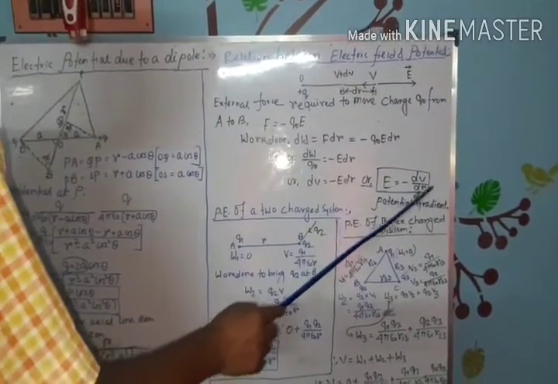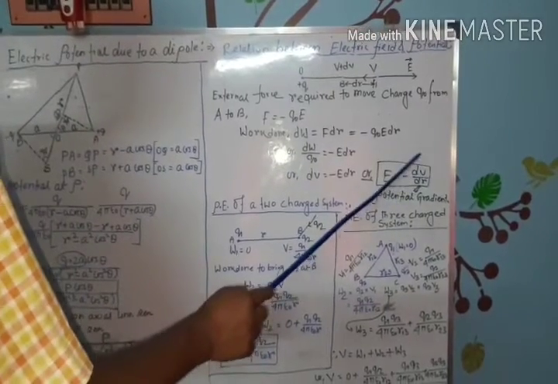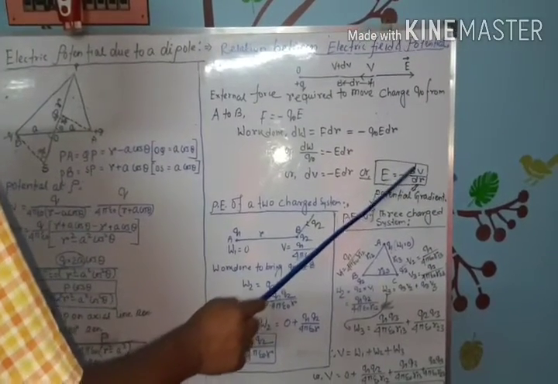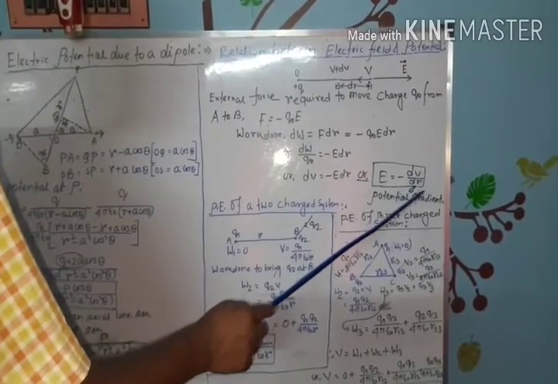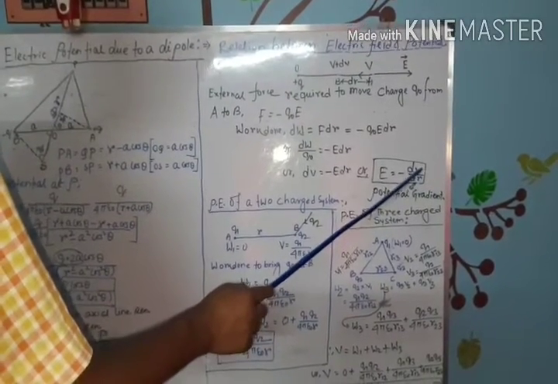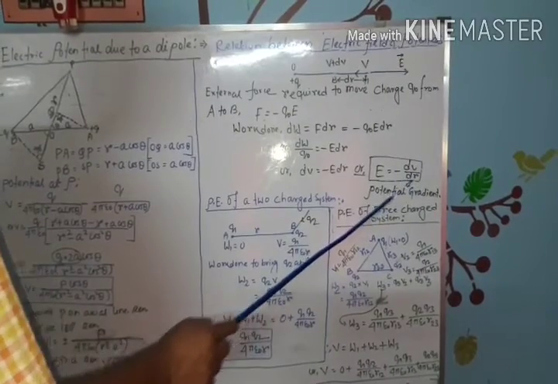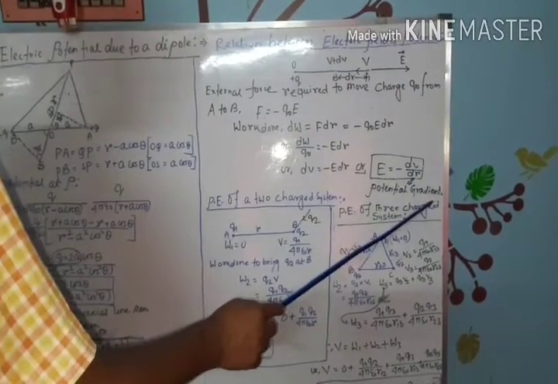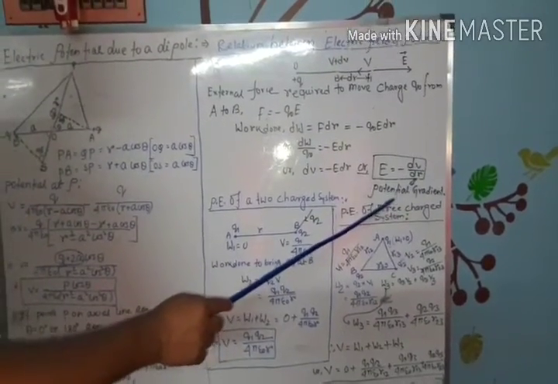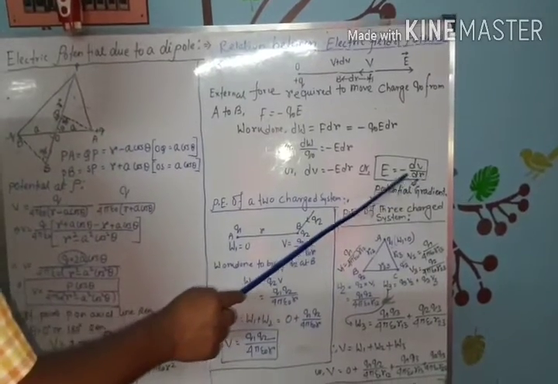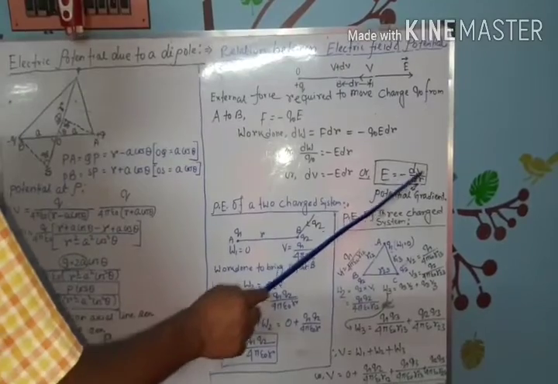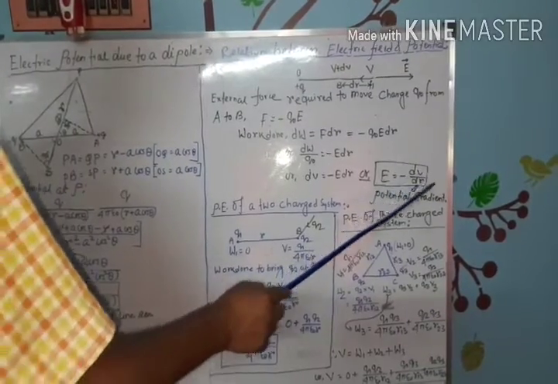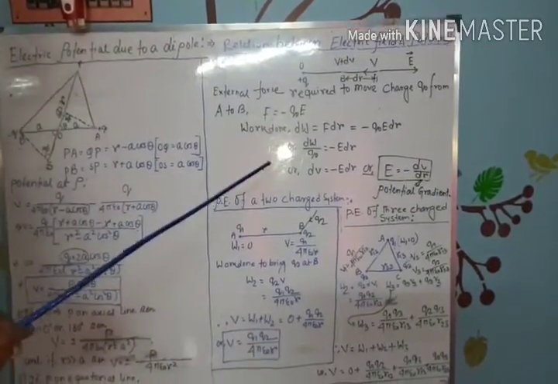This quantity dV by dr has a special name. What do you mean by that? This is called the potential gradient. The variation of potential with respect to distance is called the potential gradient. Therefore, we can say the relation as: electric field is equal to the negative of the potential gradient.